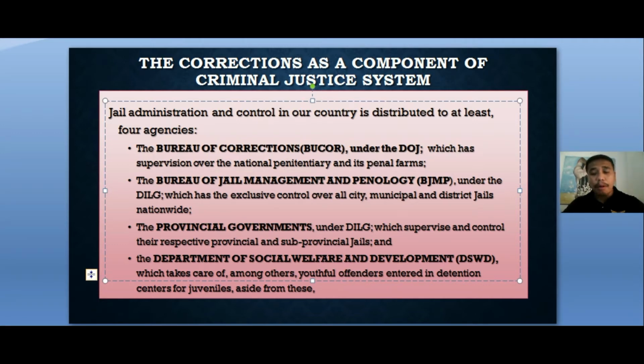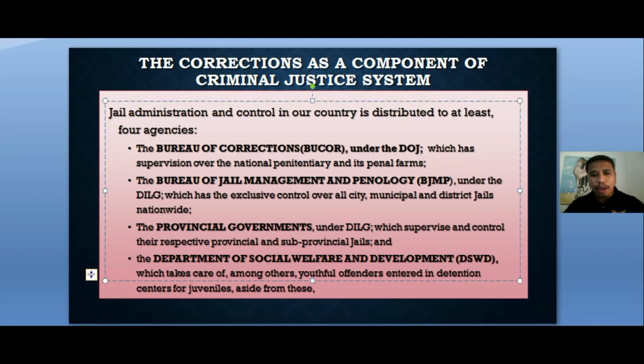For example, Bilibid Prison, Iwahig Penal Colony, Davao Penal Colony. These are penal institutions that are under the BUCOR, or under the Bureau of Correction. Bureau of Correction, on the other hand, its supervisory agency is the Department of Justice.